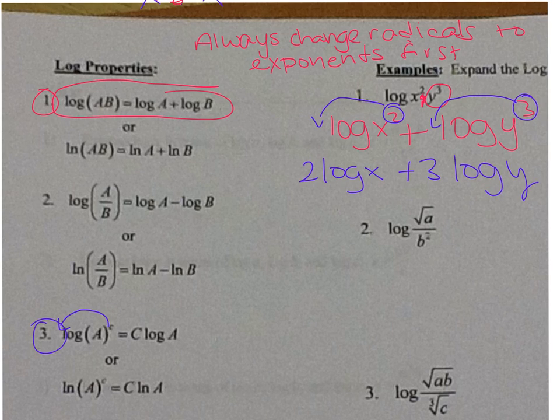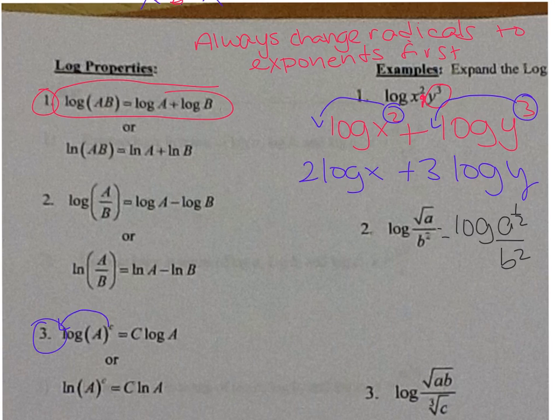All right, so let's take a look at number 2. So I notice I have log the square root of a over b squared. So right away I notice that there's a square root. I have to simplify that first, and I want to write it as a fractional exponent. So this is actually log a. Remember that a square root is 1/2. So this is log a to the half power over b squared.